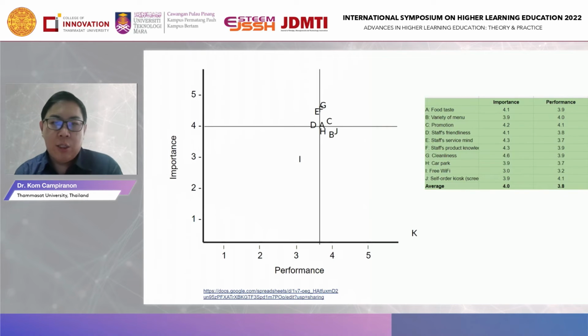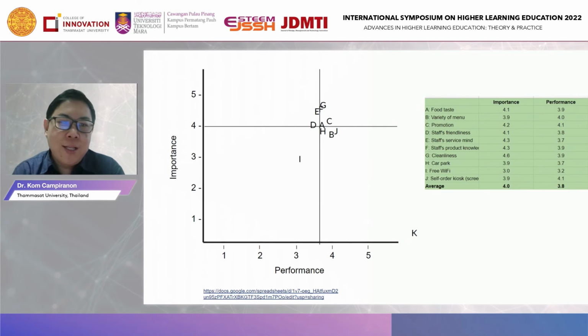But anyway, on the top right corner, you have to improve that first. What else? Promotion, right? Okay. What are the things that they should not be concerned with too much? The answer is item I, free Wi-Fi.